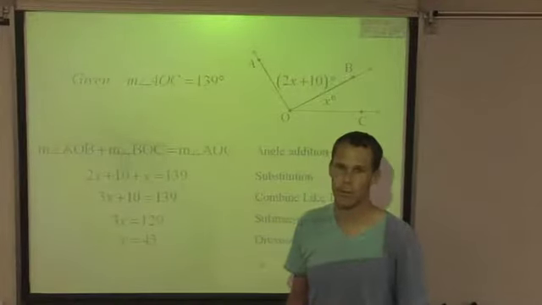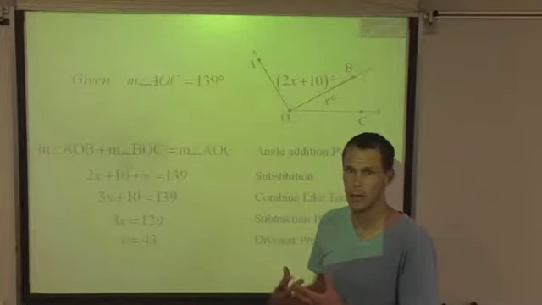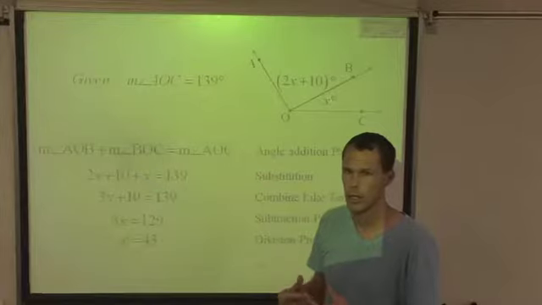So there are two examples of how we use the algebra properties and look at a geometry problem to justify our work. This should be good for us to get through assignment 6.